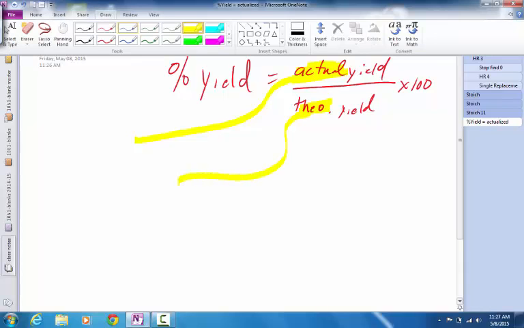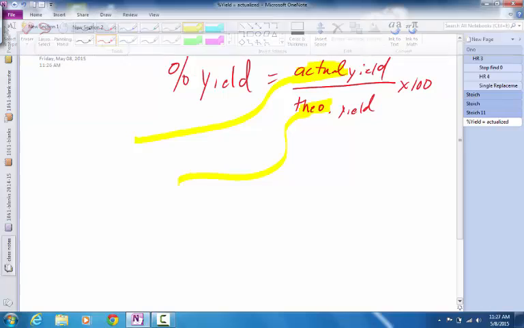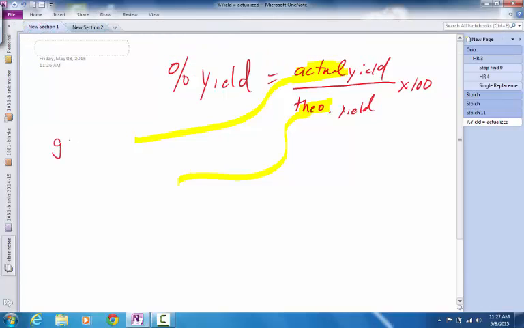Your actual yield will always be given to you in a problem. Now, there are exceptions to that if it's an advanced problem where they want you to work backwards, but it's always given to you in the problem. This is what you get out of your lab. So let's say you do a lab in the back and you get 10 grams, then you get 10 grams. And the theoretical yield is again something that we use stoich for.